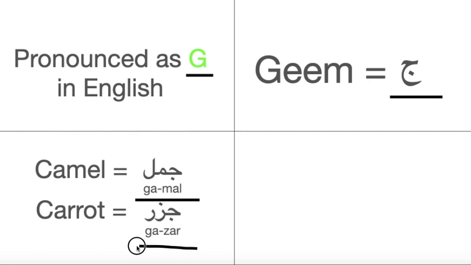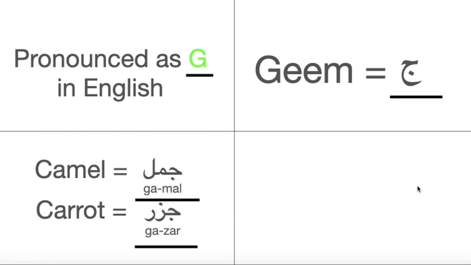Gazar. Gazar means carrot. Gim, Zain, Re. Gazar, carrot.